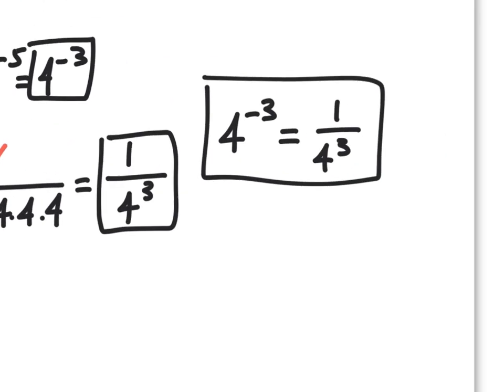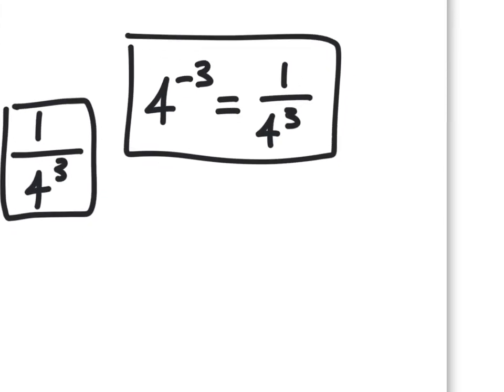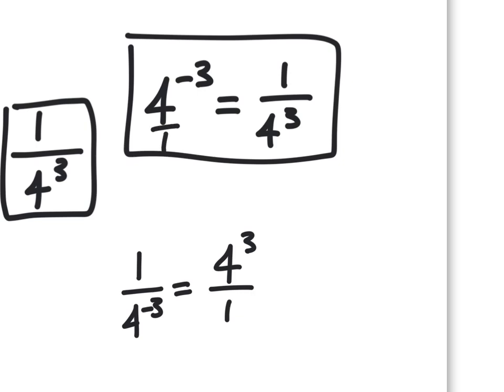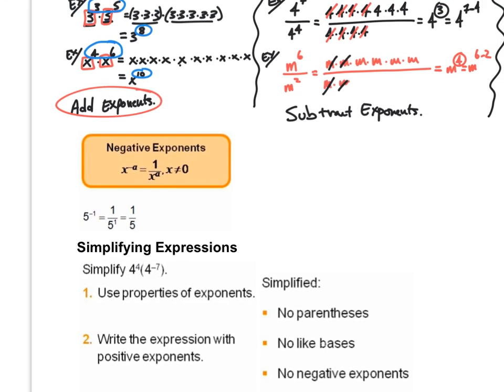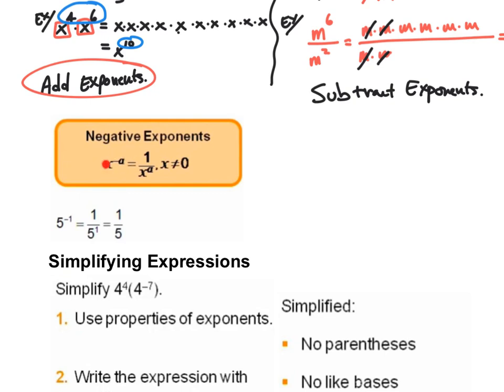The same thing happens if you've got, say, 1 over 4 to the negative 3. That would be equivalent to 4 cubed over 1. So when you have negative exponents, to make them positive, you move them to the other side, either the top or the bottom of the fraction. That's what all this stuff down here means: when you have a negative exponent, you move it down into your denominator, or vice versa.